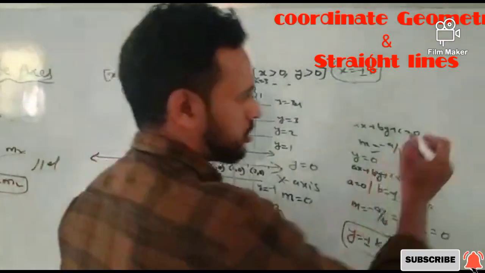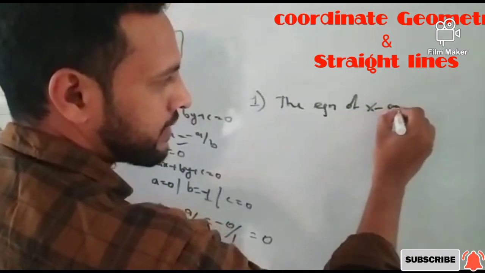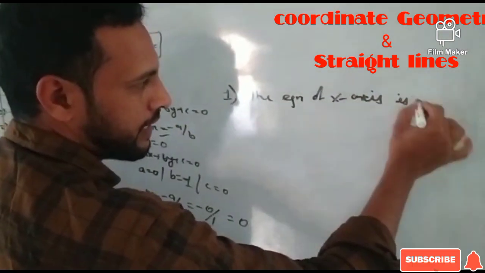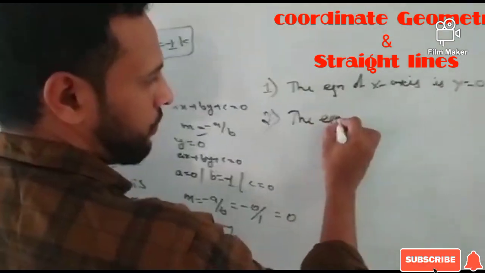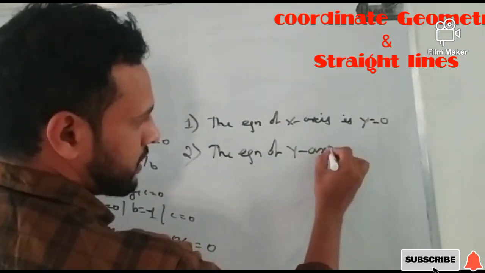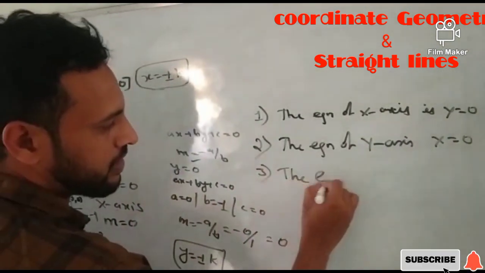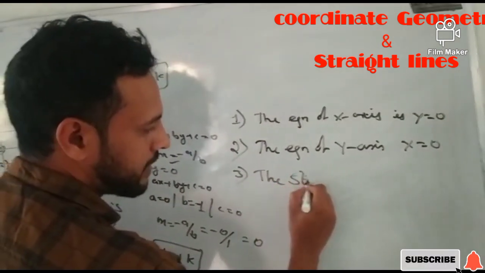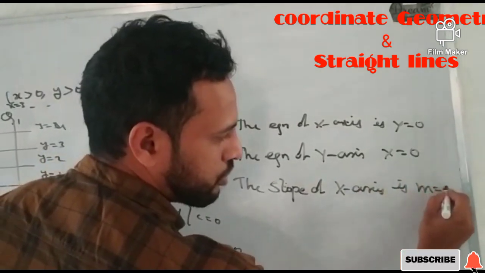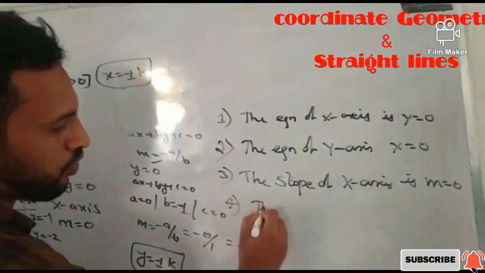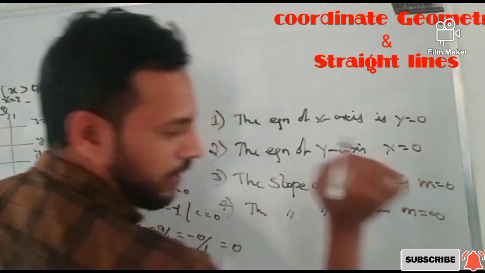So now we got the points. First point: the equation of x-axis is y is equal to 0. Second point: the equation of y-axis is x is equal to 0. Third point: the slope of x-axis is m is equal to 0. Fourth: the slope of y-axis is undefined, that is m is equal to infinity.